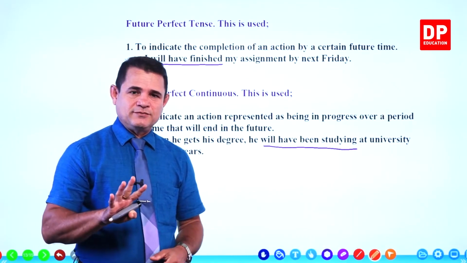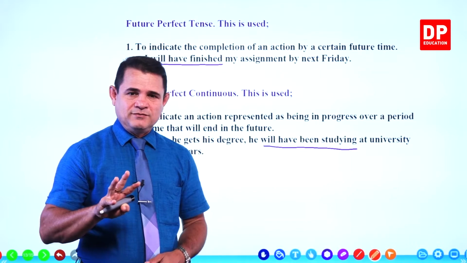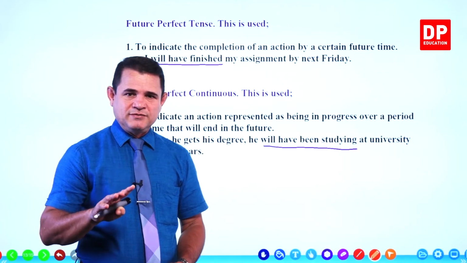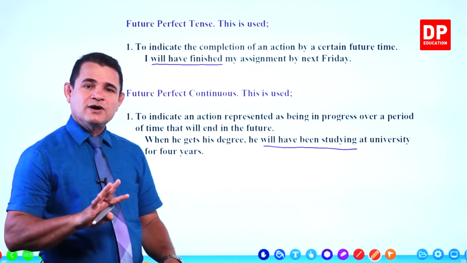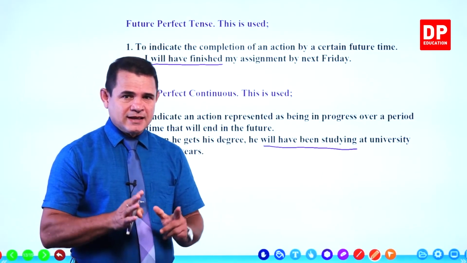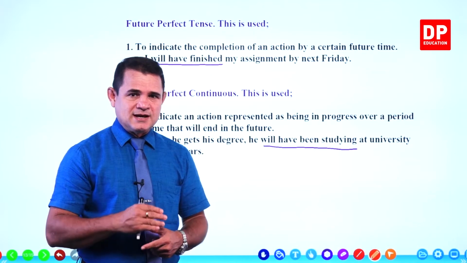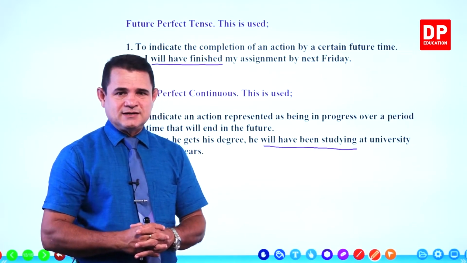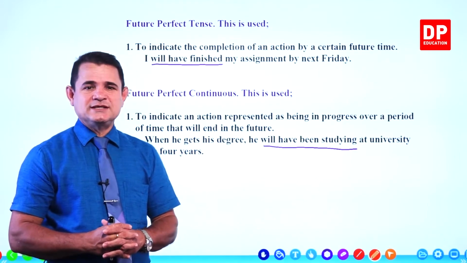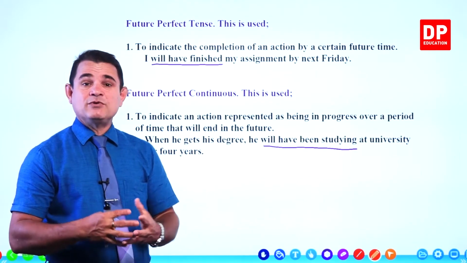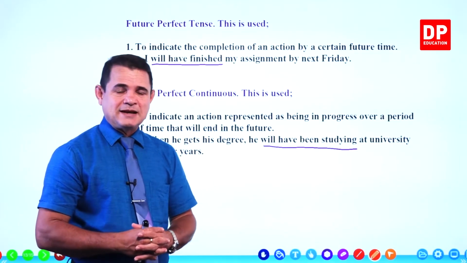So these four ways: simple future, future continuous, future perfect, and future perfect continuous. I hope these four are very clear. And try to use this and make more and more sentences and practice it.